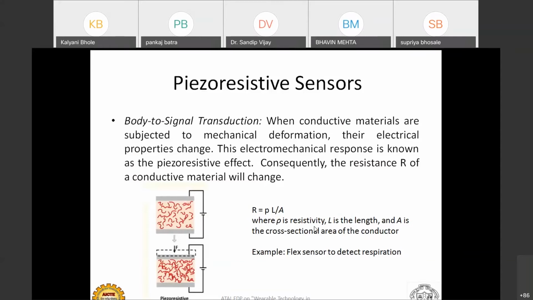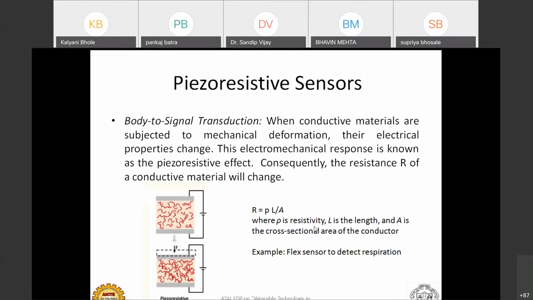So, piezoresistive. The word itself gives the meaning of this type of sensor. It's nothing but when conducting materials are subjected to mechanical deformation, their electrical properties change. For example, it's a kind of material. When I apply a pressure, or a mechanical force, on this material, its resistance changes, or its electrical property changes.